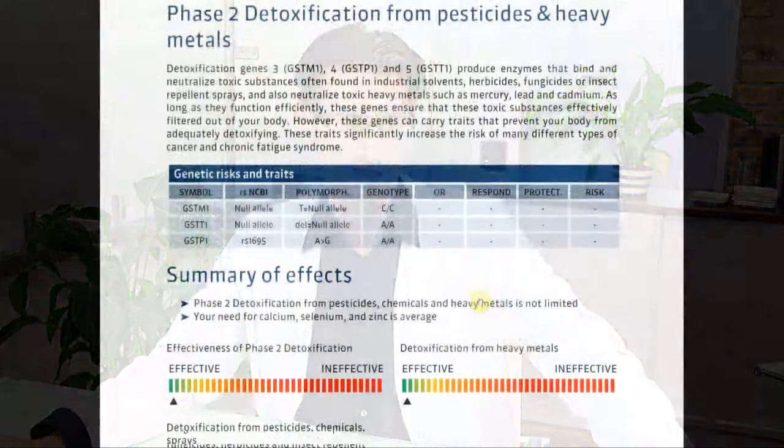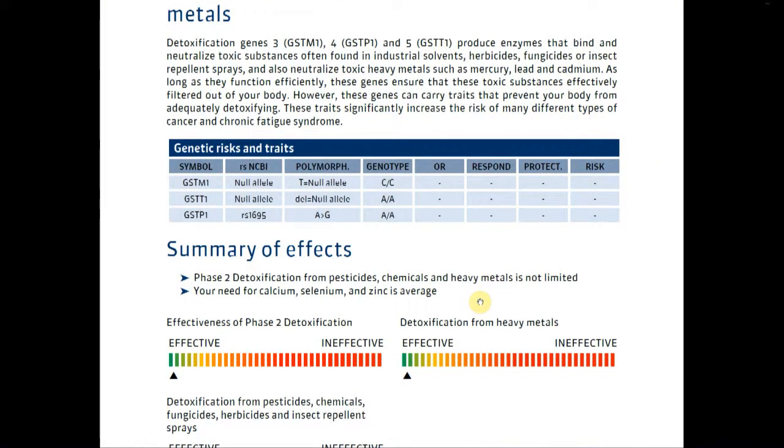So you can have 2 missing copies of the gene, you can have 1 copy and 1 missing copy, or you can have 2 copies of it. And in this case, this is the optimal genetic result. Do check what your result is. And you see here the effectiveness of phase 2 detoxification is very effective. It might also be very ineffective or somewhere in between. Now, if you're in the effective area, then organic food might still be a good idea. It's not going to be so critical for you. If you're here, I would really make sure that I eat organically.